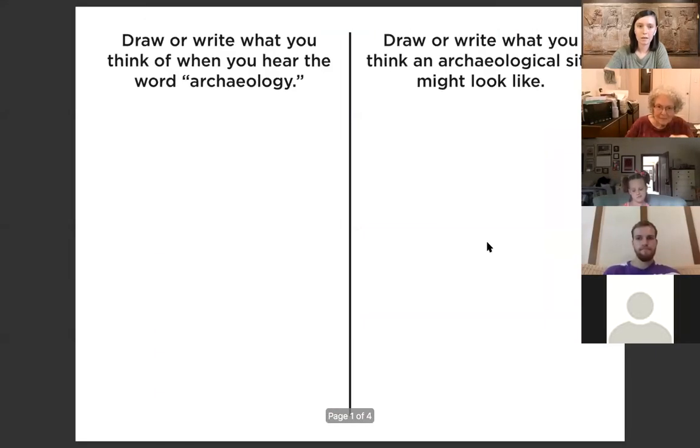And so we had these two questions at the beginning. Draw what you think of when you hear the word archaeology, and draw what you think an archaeological site might look like. So take two minutes and just think, have you learned anything else about archaeology? What other things might you add to your archaeological site? Maybe your idea of a site has expanded, and then we'll share our answers together.